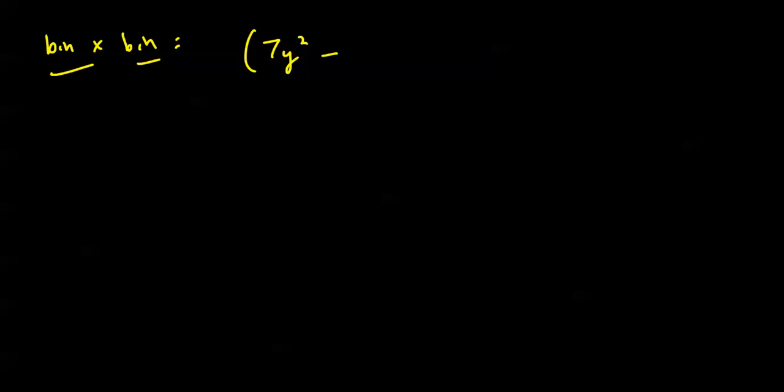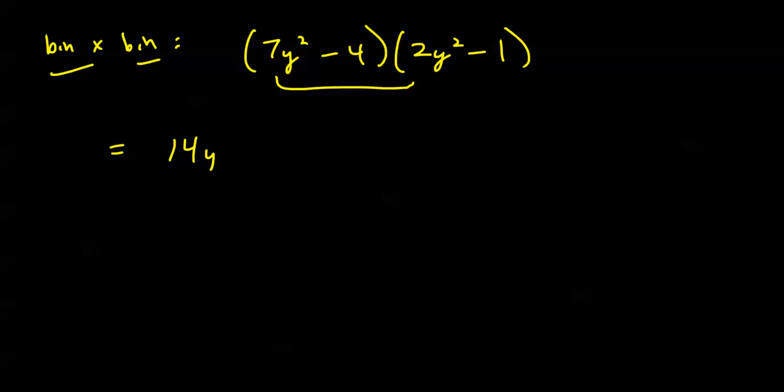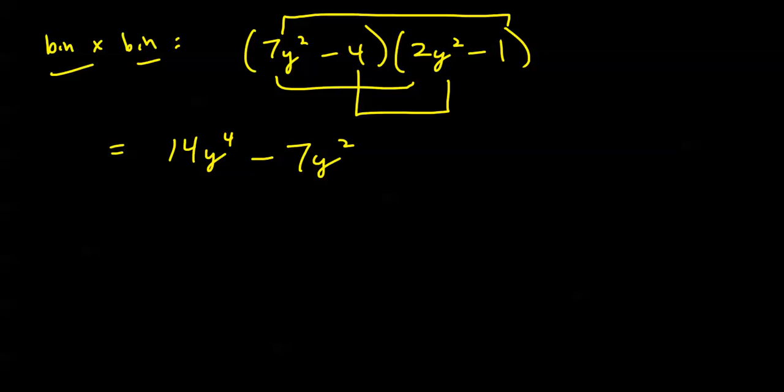Let's try another binomial times binomial. I get 7y squared minus 4 times 2y squared minus 1. First product: 14y to the fourth power, applying my rules for exponents, multiplying the first products of these two binomials. Outer product, I'll get a minus 1 times 7y squared, that's negative 7y squared. Inner product, minus 4 times 2y squared, gives me a minus 8y squared, of course. And the last product, be careful of the signs, negative 4 times negative 1 is positive 4.